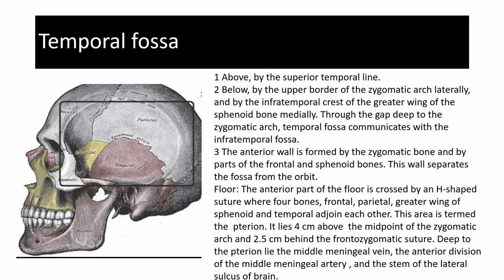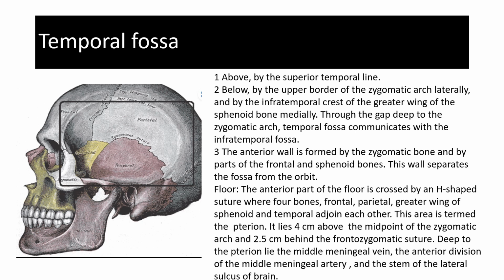And next, the anterior wall is formed by the zygomatic bone and by parts of the frontal and the sphenoid bones. This wall separates the fossa from the orbits. Obviously, in front of the anterior wall of the temporal fossa are the orbits, and the wall that separates the temporal fossa from the orbit is the anterior wall, made by the zygomatic bone and by parts of the frontal and the sphenoid bones.